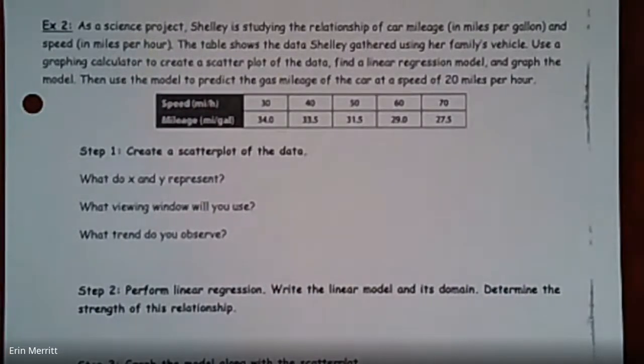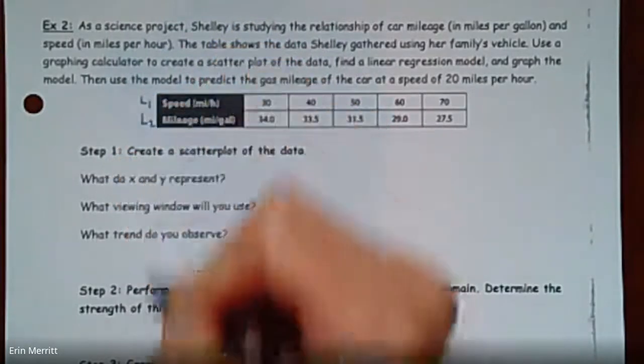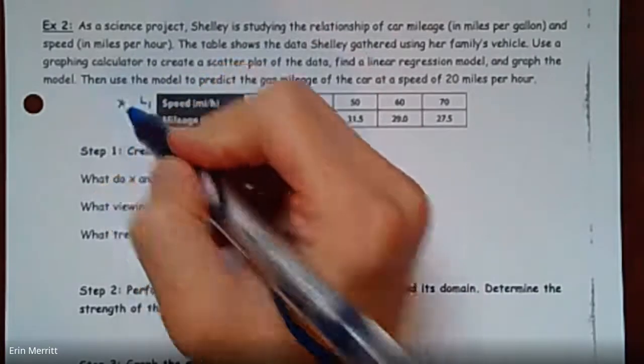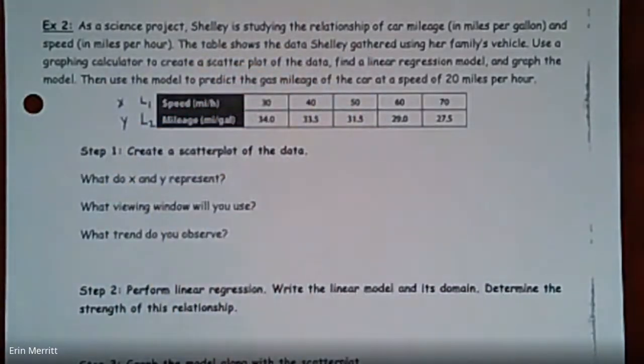To be able to create the scatter plot, let's start from scratch how we would do this. You want to enter into your calculator list 1, list 2, and I always want my X to be list 1. I always want my Y to represent list 2. In this case, it should hopefully make sense that the mileage is going to be based on the speed. Usually, the slower you go, typically the better your gas mileage is. If you speed, you're burning up lots of gas.